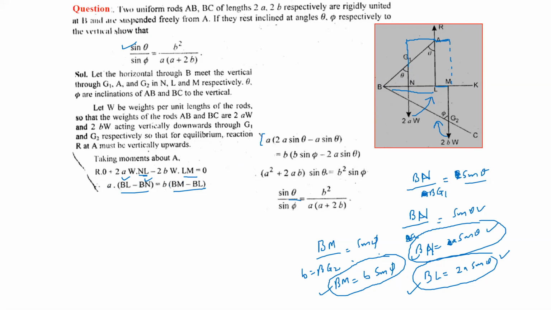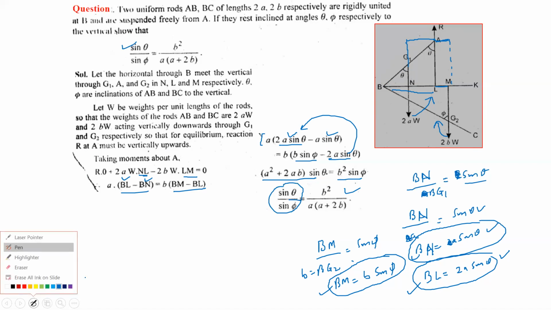So now by substituting all the values of BL, BM, BN which are already evaluated: the value of BL is 2a sin theta, the value of BN is a sin theta, the value of BM is b sin phi. So combining the 2a sin thetas, we get a square plus 2ab sin theta is equal to b square sin phi, and therefore sin theta by sin phi is b square by a into a plus 2b. And this is the required result which we needed to calculate.